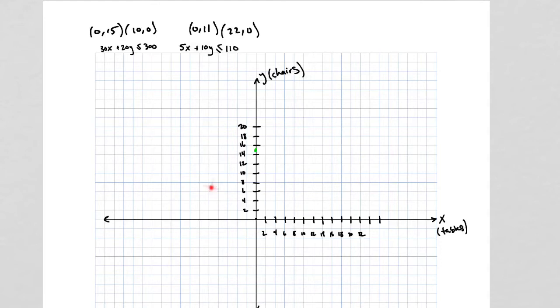And then we're also saying that when y is at 0, x is 10, so our other point is 10, 0. So that's going to be 10, 0 is right here. So that's our first line on the graph.